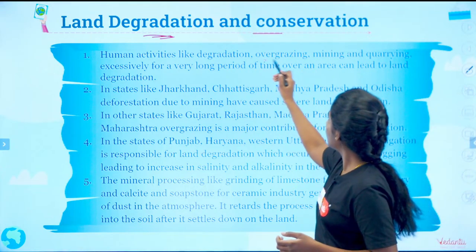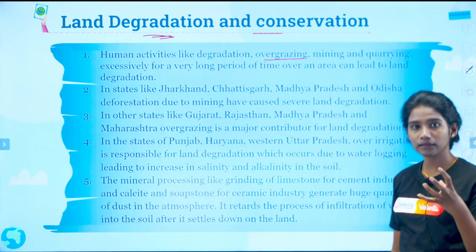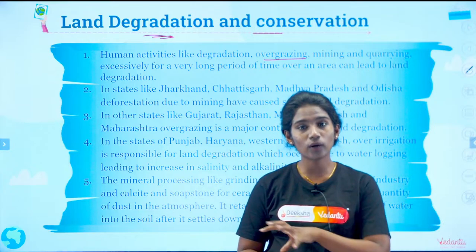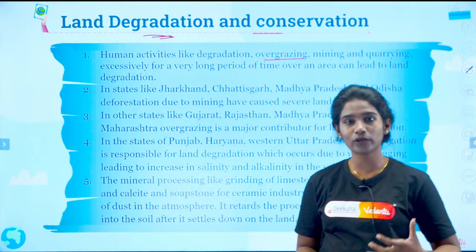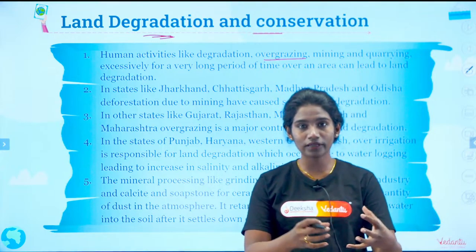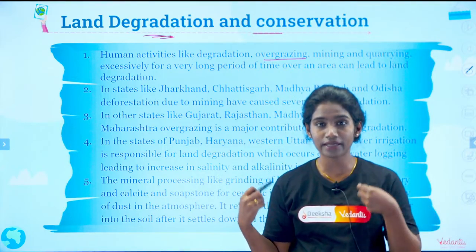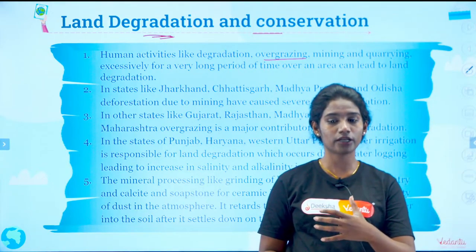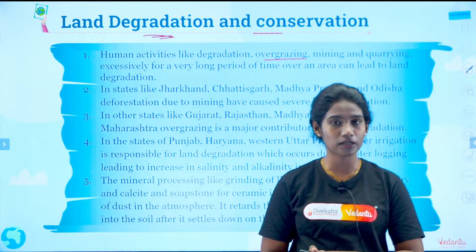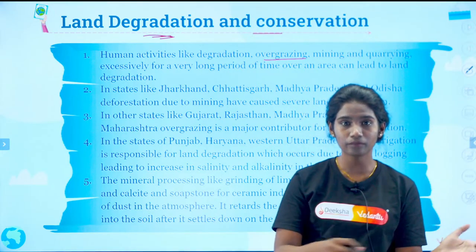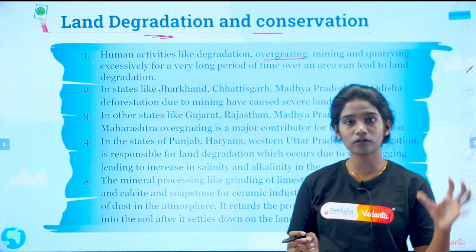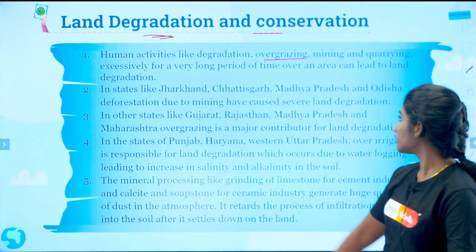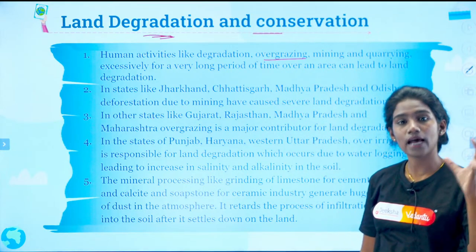It is actually overgrazing. Like I told you, in certain areas of our nation overgrazing happens. When there is overgrazing, the animals eat the grass and everything, and there will be no plants there. And when there is huge wind pressure, the soil will be taken away by the wind, because of which the nutrient content in the soil will be lost. That is how overgrazing damages the land.